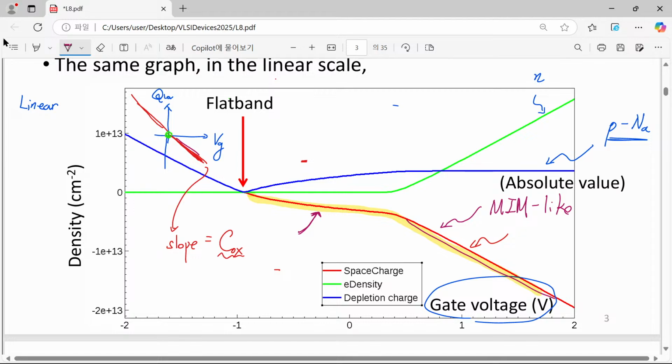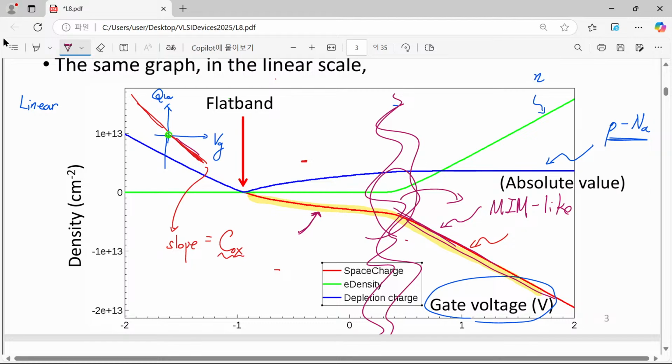So simply speaking, in this case, what we can roughly say is there is a certain boundary between two different behaviors. And for example, around here or beyond this gate voltage, this system is just working as a usual MIM capacitor, because when we apply further gate voltage, then it increases charge.